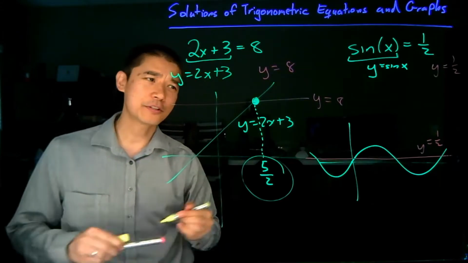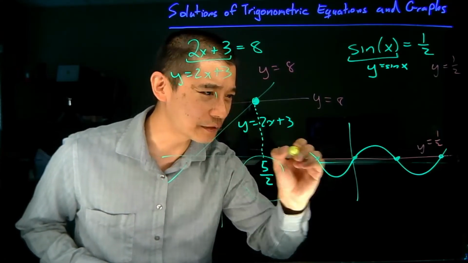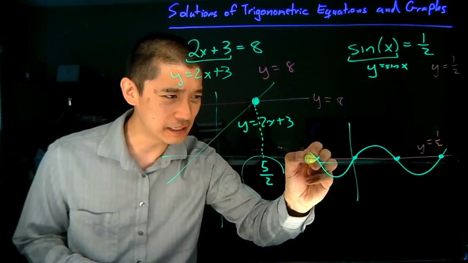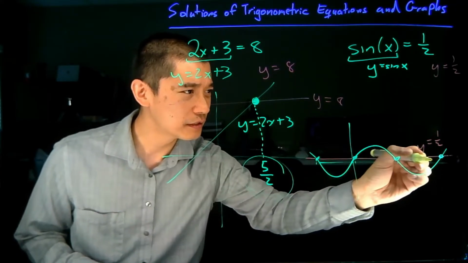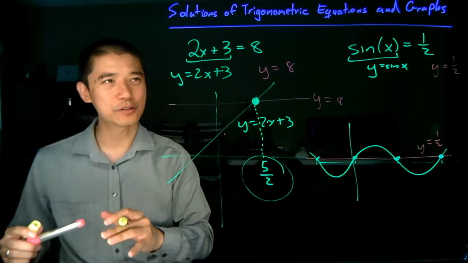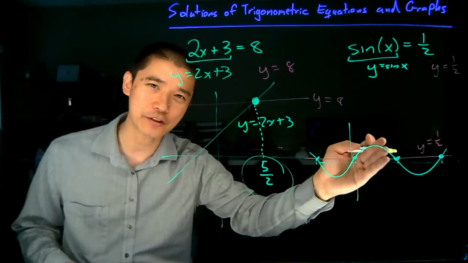Now there are a couple of things to notice here. The first thing to notice is that there are lots of intersection points. In fact, there are going to be infinitely many intersection points. But we are interested in the x values that correspond to all of those points. And that's what it means to find solutions to a trigonometric equation. Where are those points of intersection, and specifically, what are the x coordinates of those intersection points?